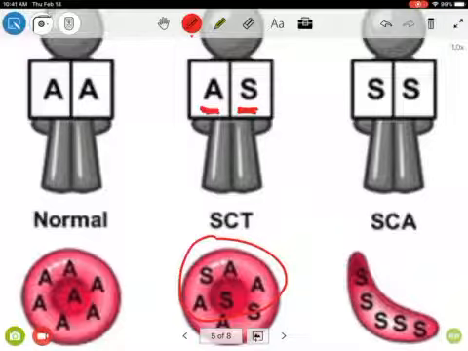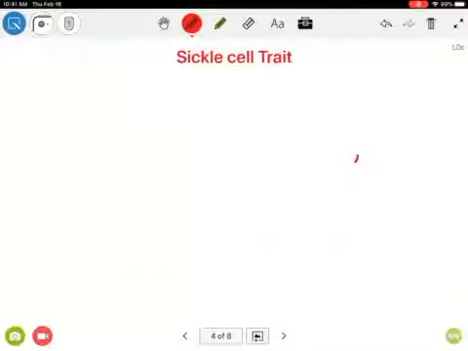So let's go talk about sickle cell trait. So how do you get this? Well, let's do some genetics. Okay, we'll be talking about genetics later on this unit. So let's go ahead and get comfortable with the Punnett square.